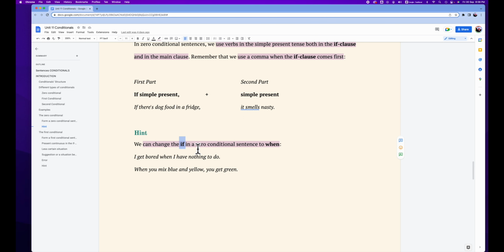So, what are the hints we can use when we are forming a zero conditional sentence? We can change the if in the zero conditional to when. I get bored when I have nothing to do. The word when is used to replace the if. When you mix blue and yellow, you get green. Rather straightforward. Now, let's go to the first conditional.